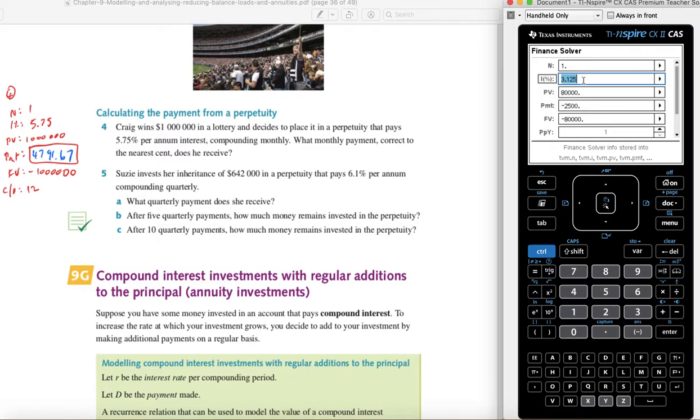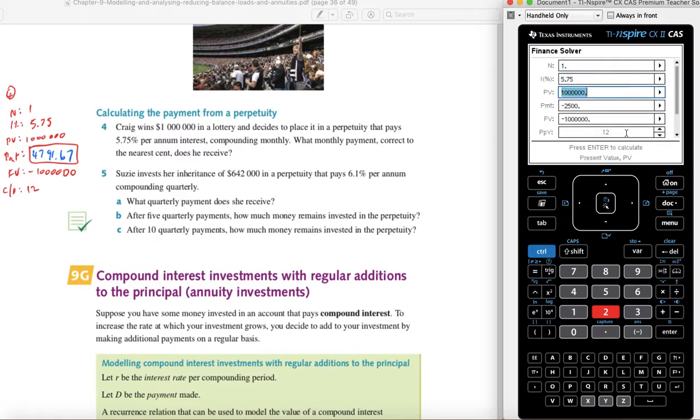We only got one payment. He can get 5.75% on that $1 million, so we've got to put in $1 million. And we don't know what the payment is yet. I also put in $1 million here. Negative this time, don't forget the negative symbol. And it's compounding monthly, so we've got to change these to months. So 12 payments per year, 12 compounds per year.